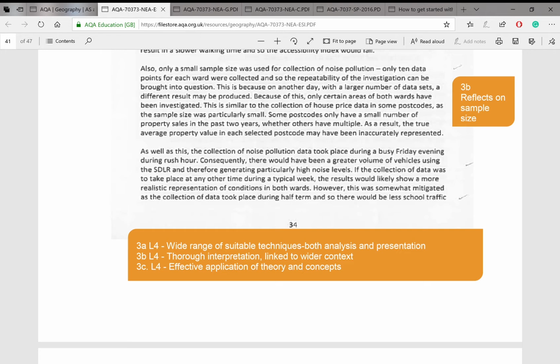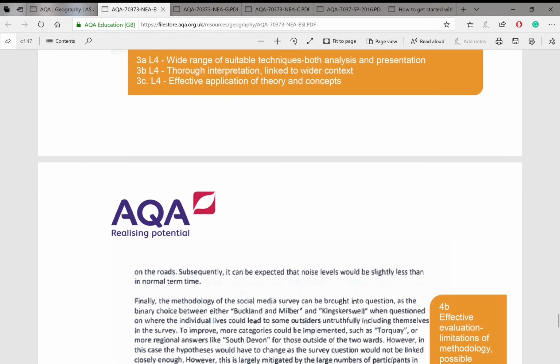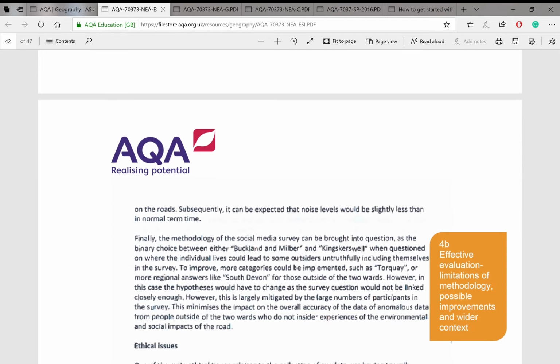But then they also talk about how they tried to mitigate this. So however, this was somewhat mitigated as the collection of data took place during half term, so there would be less school traffic on the road. Subsequently, it can be expected the noise levels would be slightly less than at a normal time.